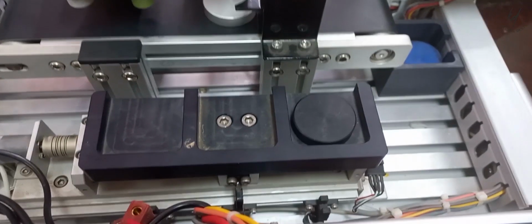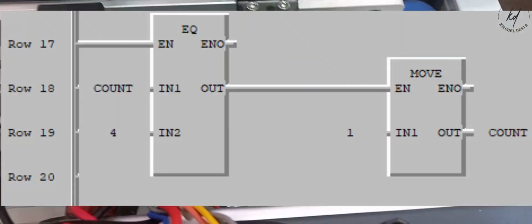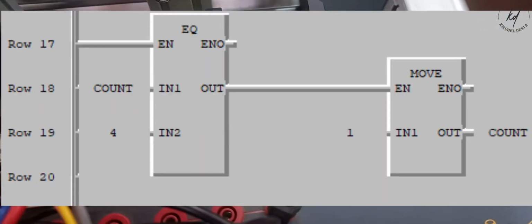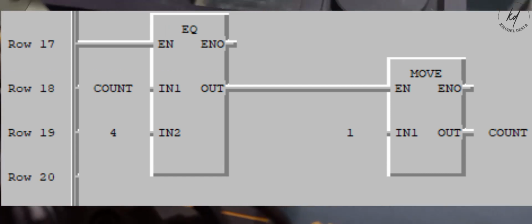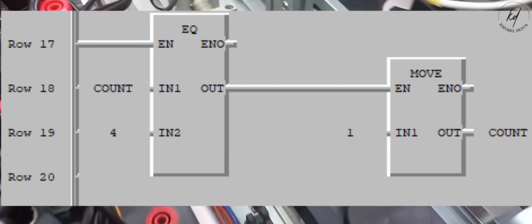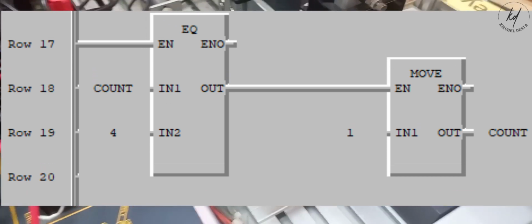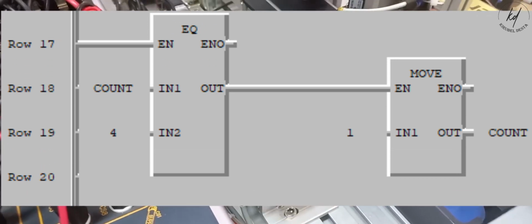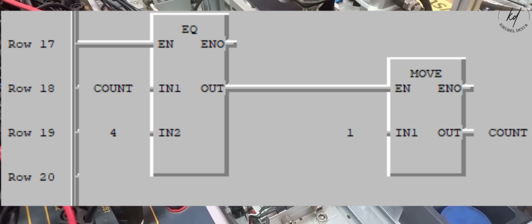As we press the push button for the fourth time, it goes to row number 17, and as we expect, the count value is now 4, and it is equal in number to the value in front of in2. As a result, its output feeds the move instruction, which copies its input value, which is 1, to count as an output. This effect is exactly similar to operating the push button for the first time.